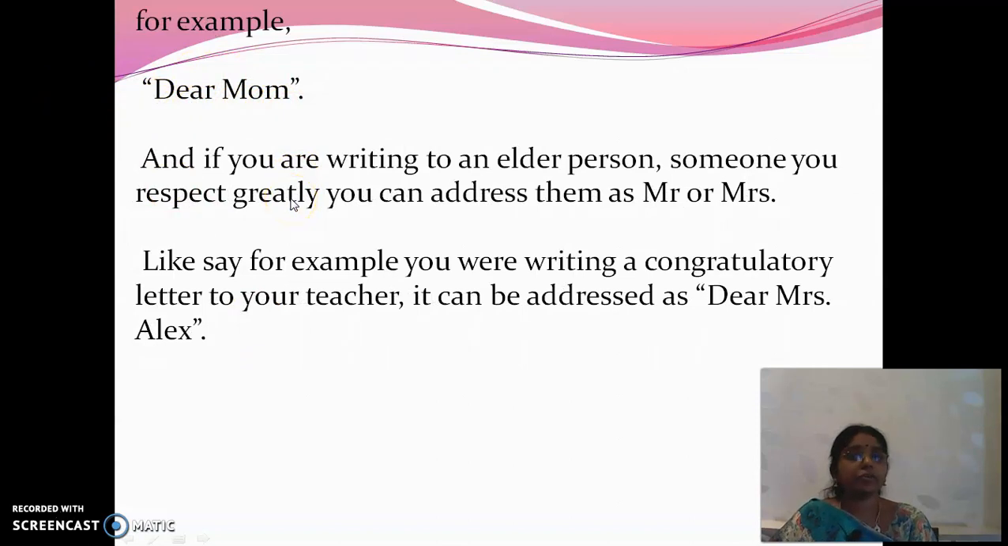If you are writing to an elder person, someone you respect greatly, you can address them as Mr. or Mrs. also. See, suppose you want to congratulate me. Okay, you are writing a congratulatory letter to your teacher. For example, you are writing a letter to me. It can be addressed as dear Mrs. Shanti. Okay, dear Mrs. Alex, like that.